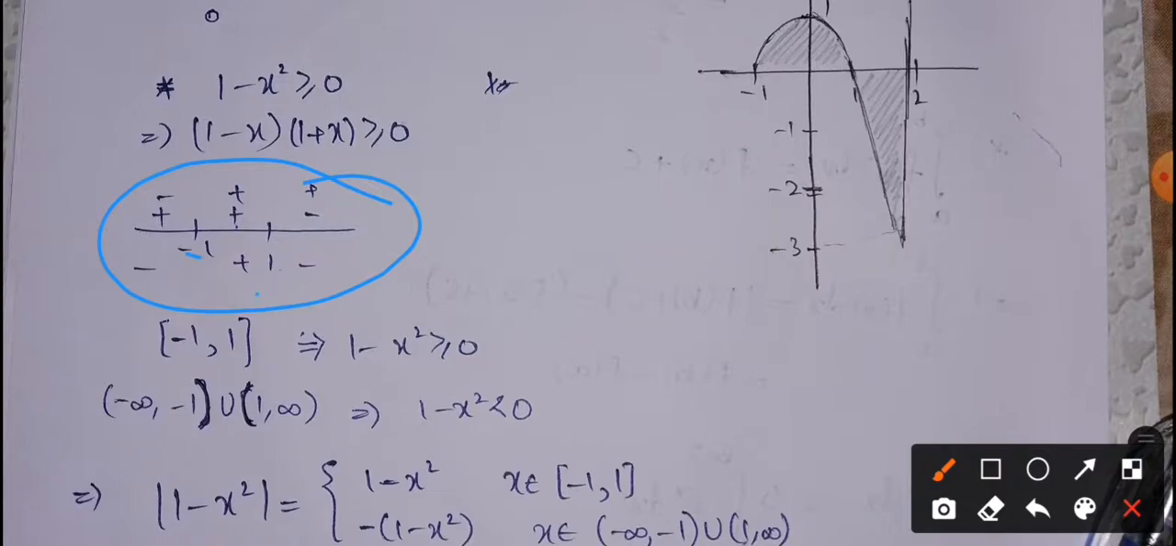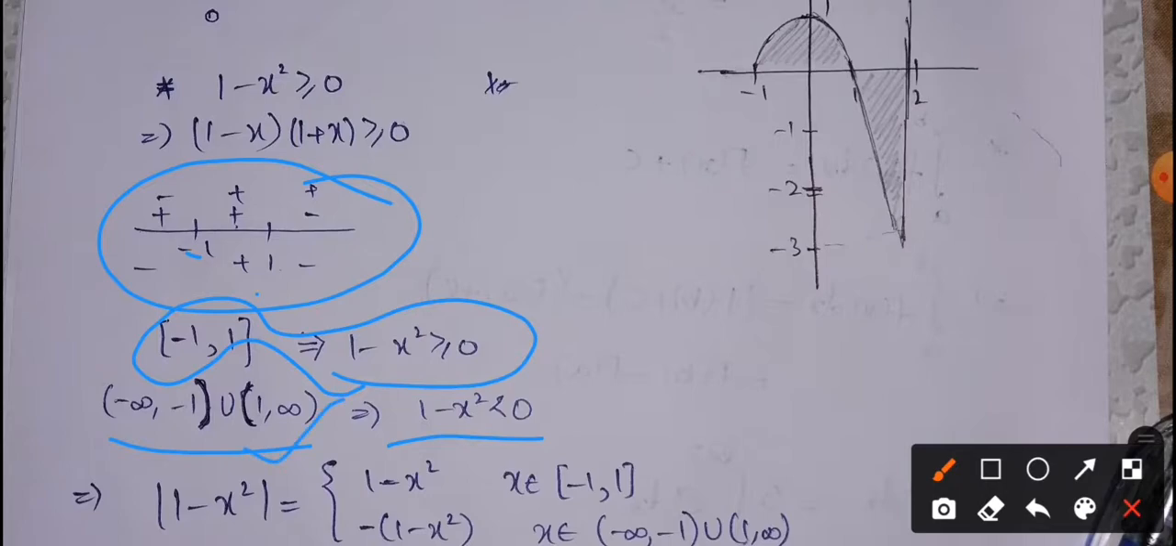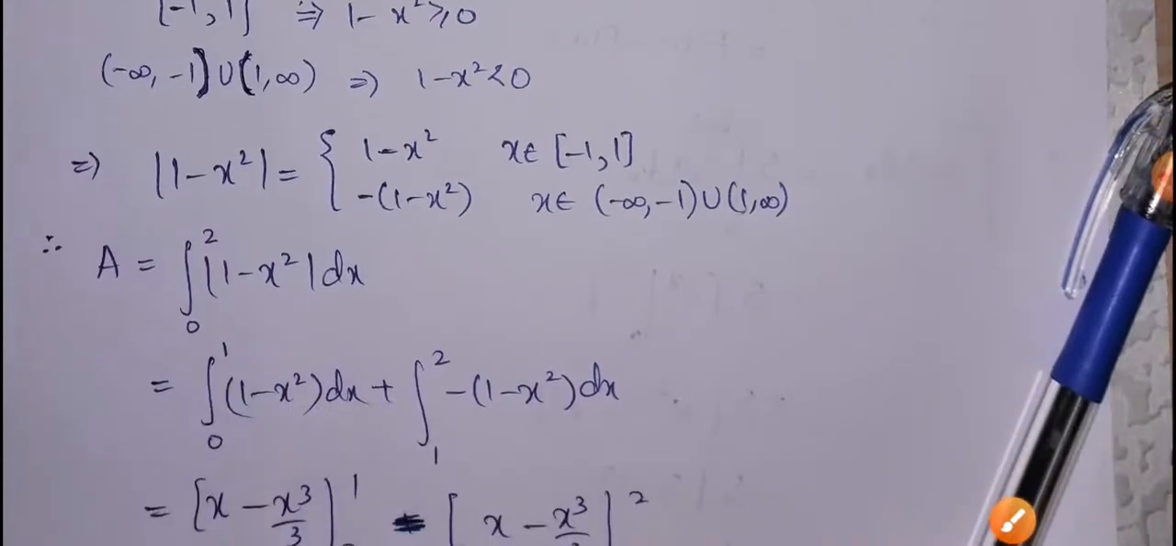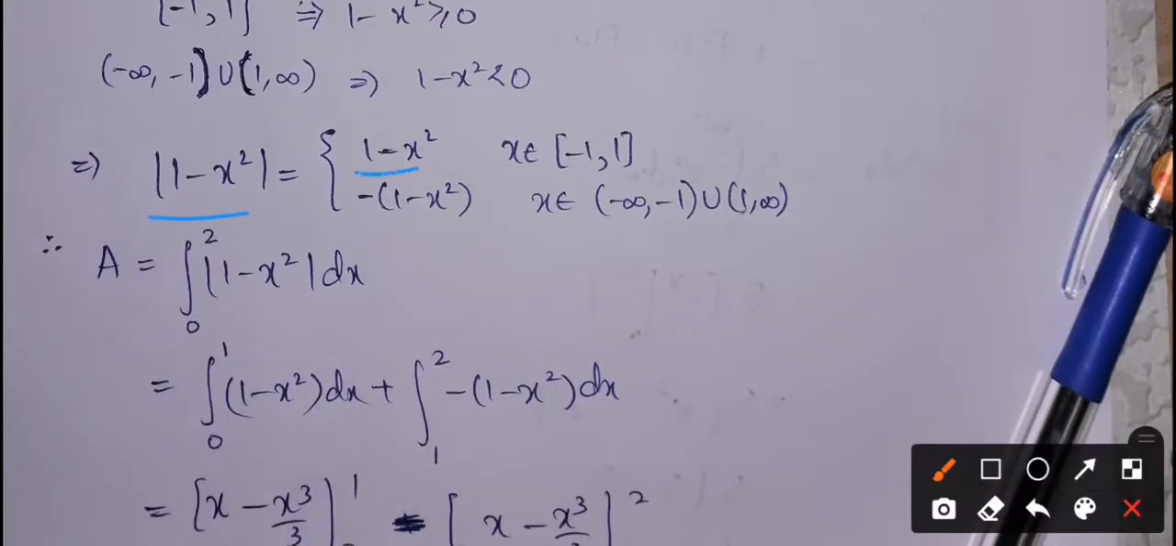So it means that 1 minus x square greater than or equal to 0 corresponds to the interval minus 1 to 1, and for less than 0 we are having two intervals: minus infinity to minus 1 union 1 to infinity. That's why our definition is going to be that mod of 1 minus x square will be equal to 1 minus x square if x belongs to the interval -1 to 1, and it will be -(1 minus x square) if x belongs to the union of these two intervals.